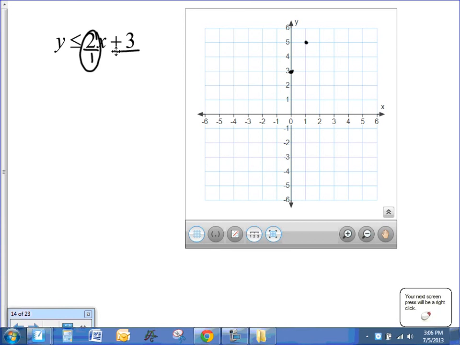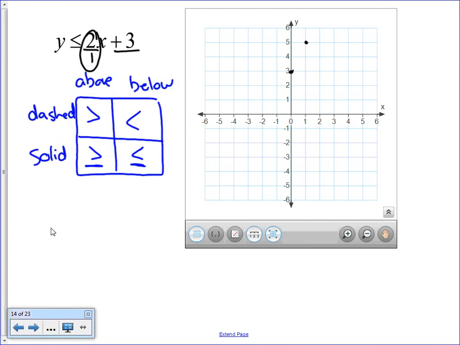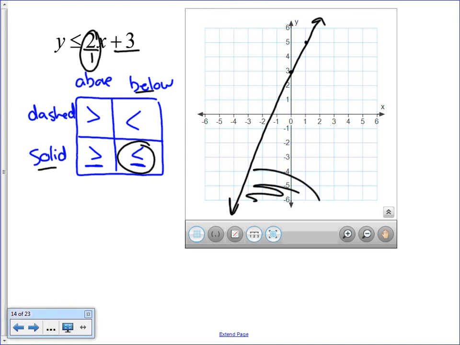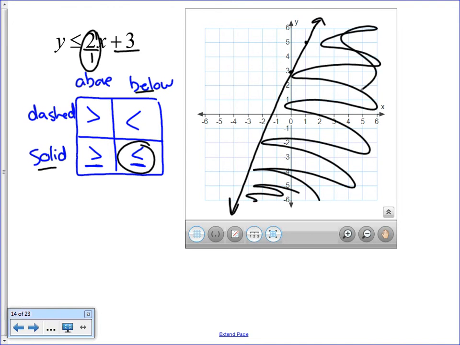Again, let's take a look at our table. The symbol for this one is this guy right here, less than or equal to. So that means I'm going to make a solid line, something like that. And I'm going to shade below. So everything down here below the line. So this means that every single point in this region and on the line, that's what the solid means, is a solution. If you plug that into the inequality, it would work out.